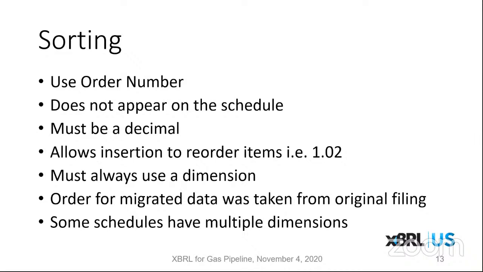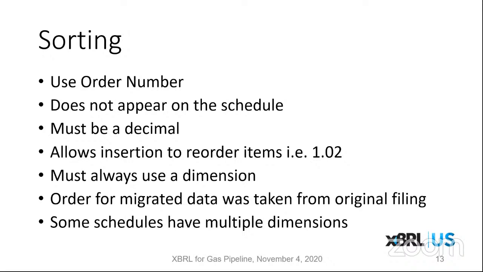Sorting. Just so you know, when you put all this data into your XBRL instance and render it, you can control the order in which they appear, and there's something called an order number, and that doesn't appear on the schedule itself. That's just in the XBRL instance, but it controls the order in which things will appear. You can have different member names, but the members don't control in any way the order that the rows will appear on a schedule. You've got to use the order number to do that.